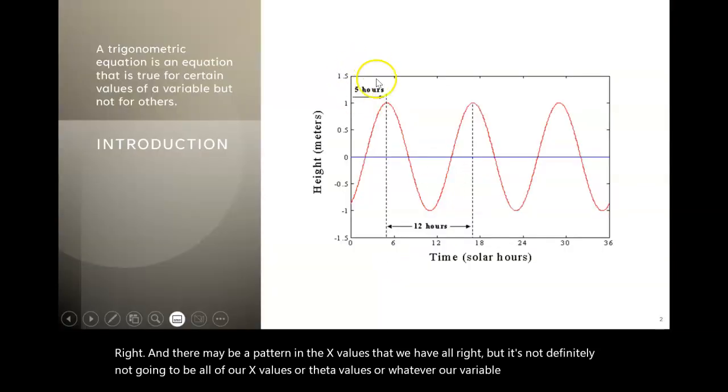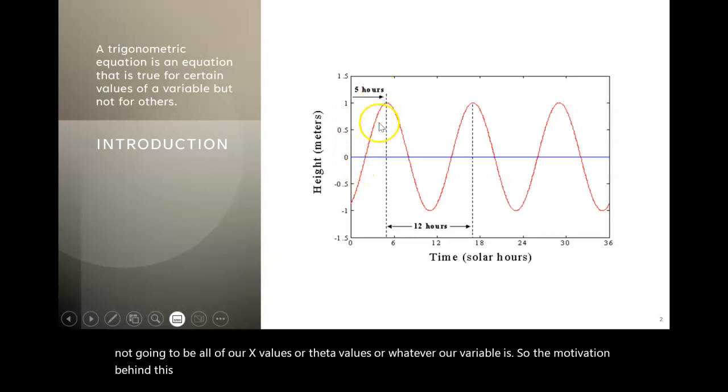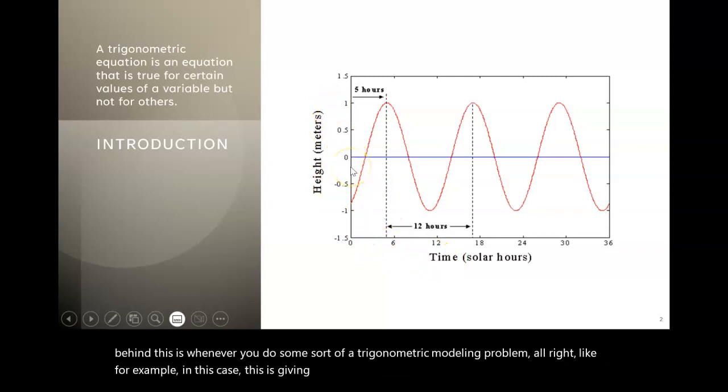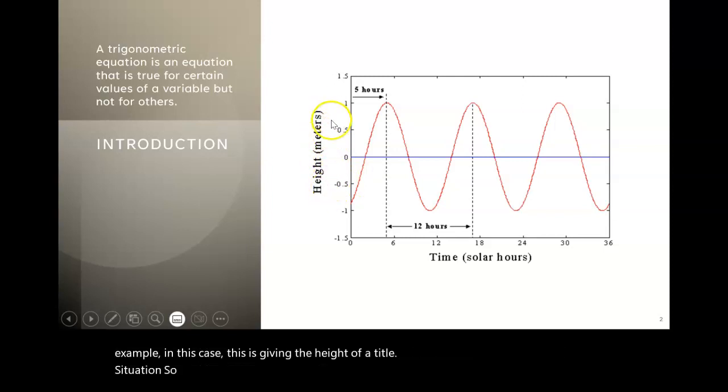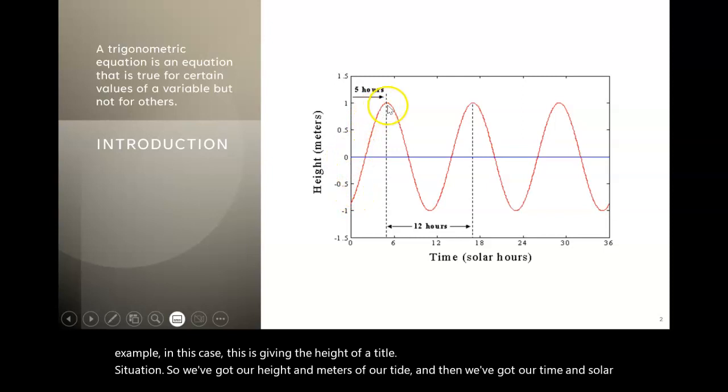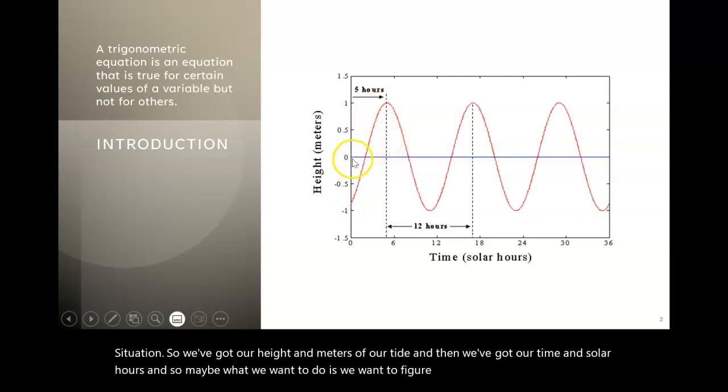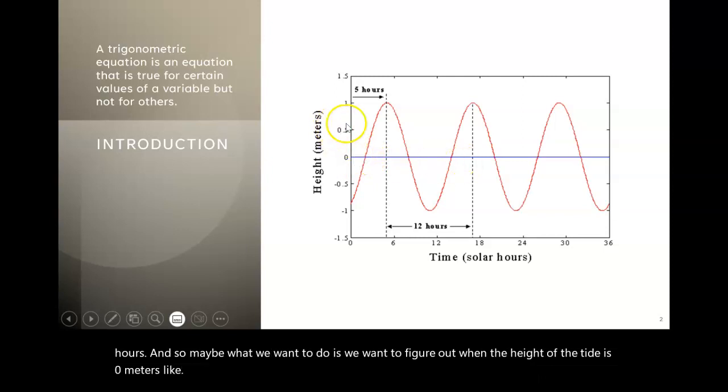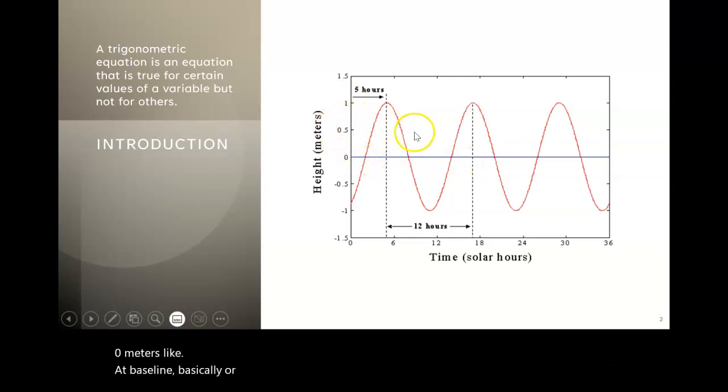So the motivation behind this is whenever you do some sort of a trigonometric modeling problem, for example, in this case, this is giving the height of a tidal situation. So we've got our height in meters of our tide, and then we've got our time in solar hours. And so maybe what we want to do is figure out when the height of the tide is 0 meters, like at baseline, basically. Or maybe when the height is at 0.5 meters.